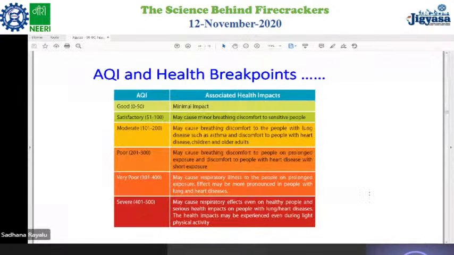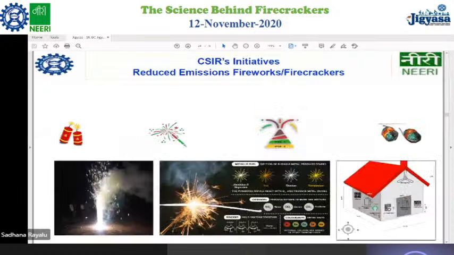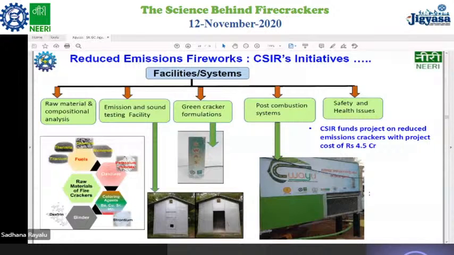So before I conclude my lecture, I'm sure you must have heard a lot that our institute has done work on reduced emission crackers, which are also now popularly known as green crackers. Now, we did a lot of work. I'm not going to bore you with all the details. This tells you what we have been doing in reduced emission crackers.